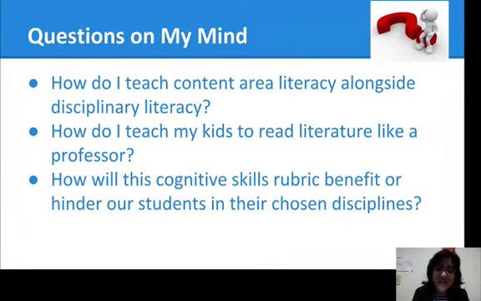So some questions on my mind as I wrap up these readings and prepare for our discussion in class is, how do I teach content area literacy alongside disciplinary literacy? How do I teach my kids to read literature like a professor? And how will this cognitive skills rubric that I'm being required to use benefit or hinder my students in their chosen disciplines in the future?